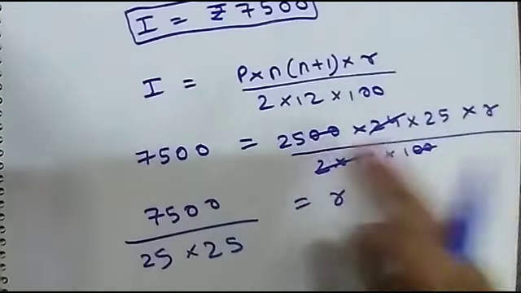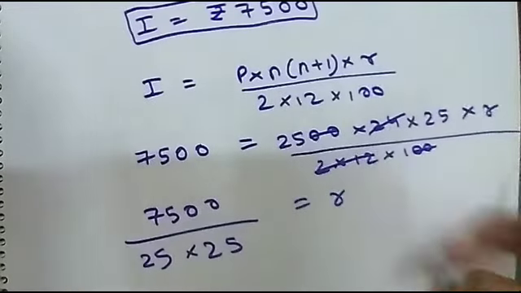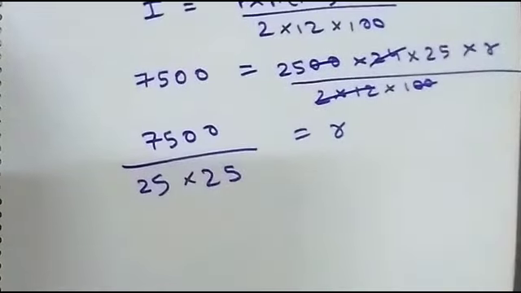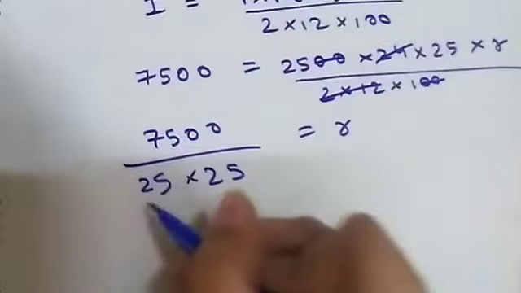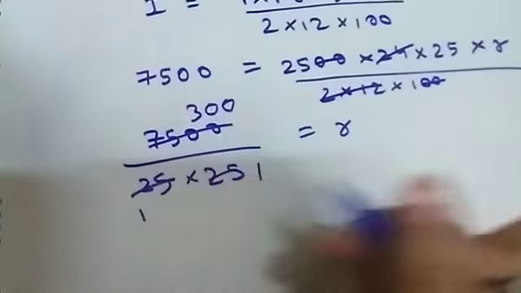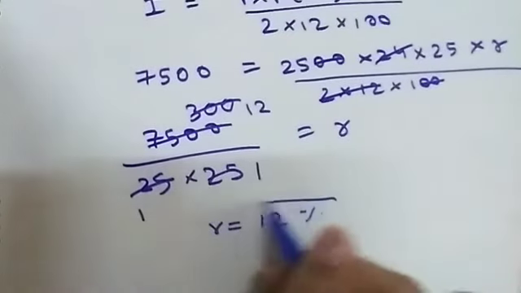So do not multiply here. If you will multiply 25 into 25, it would be 625. But do not multiply because then it would become lengthier. So as we are going to divide either way, do not waste your time in multiplication. So 25 ones are 25 and 300s are 12. Therefore R equals to 12%. So this is the answer.